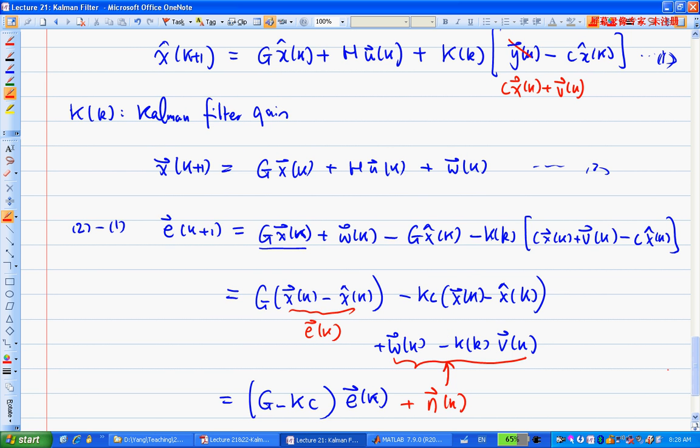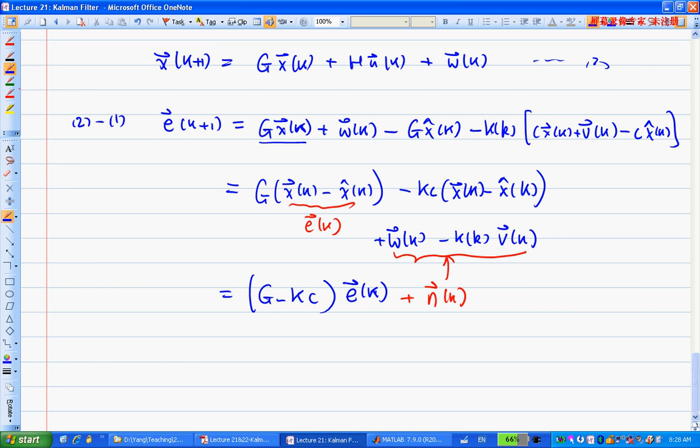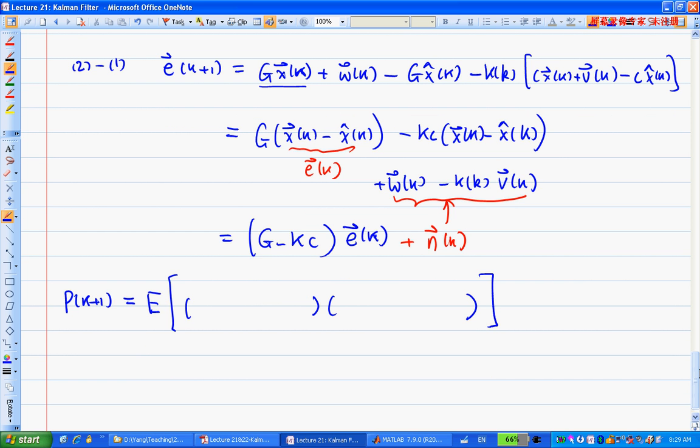So what do we do? We plug this back into our covariance matrix here. Right, this covariance. Plug it in here. Which means our p of k plus 1 is going to be the expected value of a bracket times another bracket. The first bracket is basically this moved over here, and then the second one moved here with the transpose. So that's your p of k plus 1.